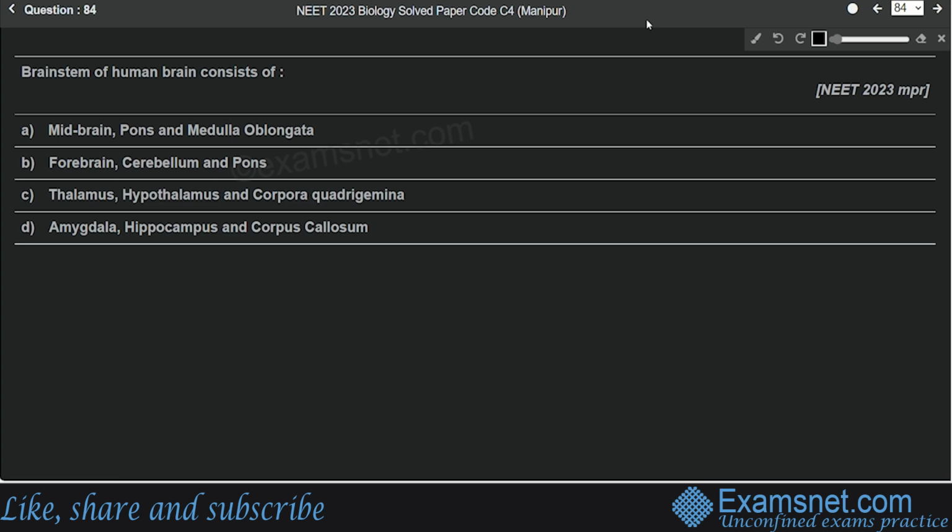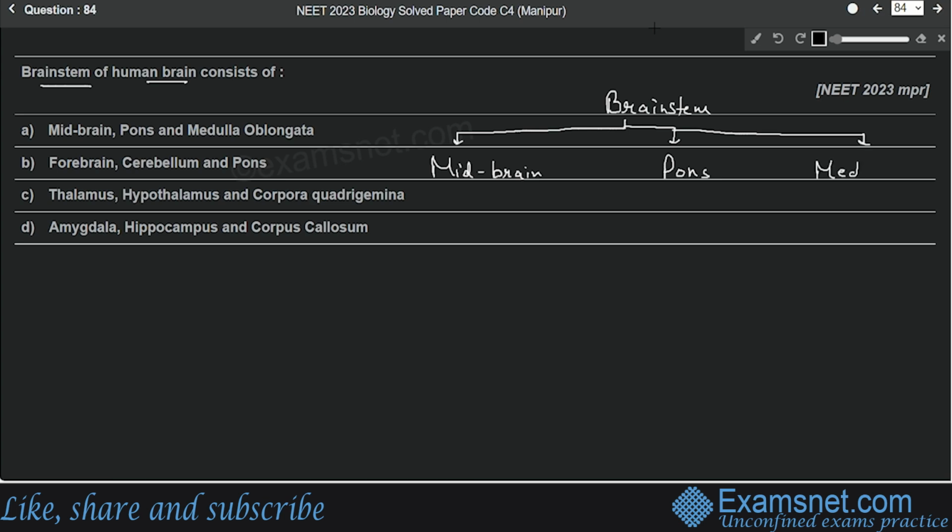Question number 84 is from the chapter Neural Control and Coordination, and the question is brain stem of human brain consists of. So we know that brain stem of human brain consists of 3 parts. First part is the midbrain, which is also known as mesencephalon. Then the second part is pons, and the third part is medulla oblongata.